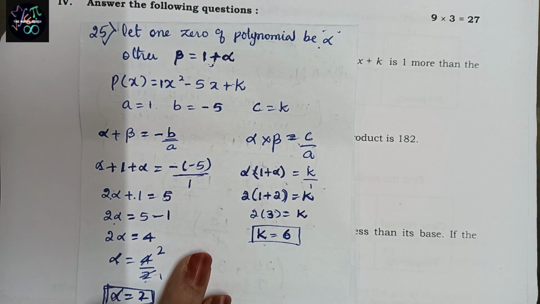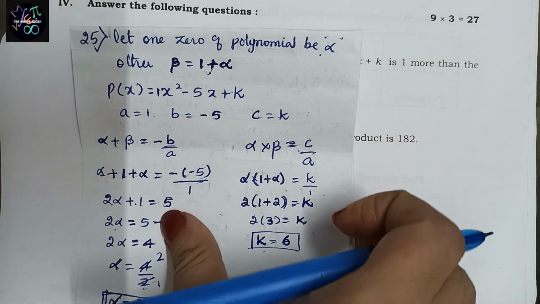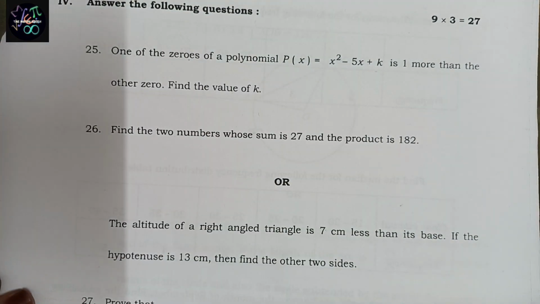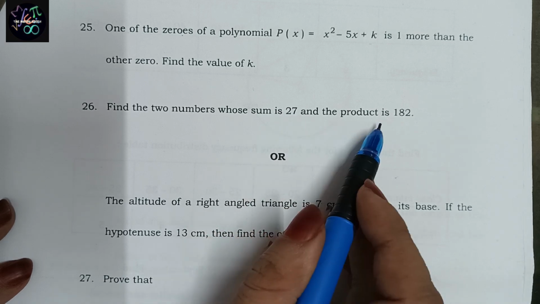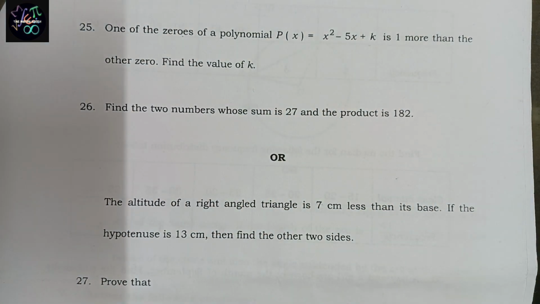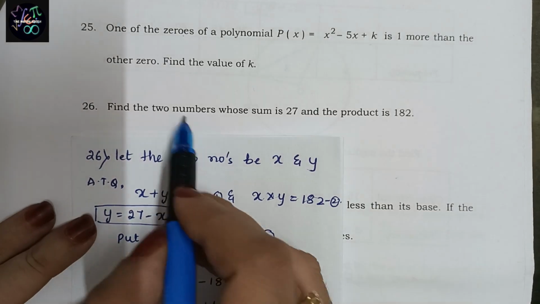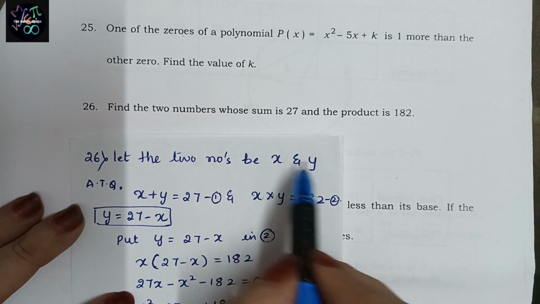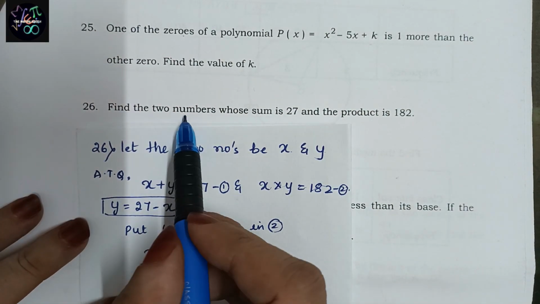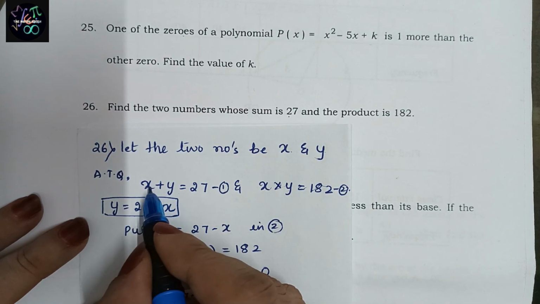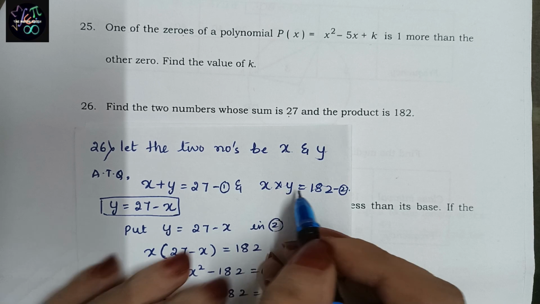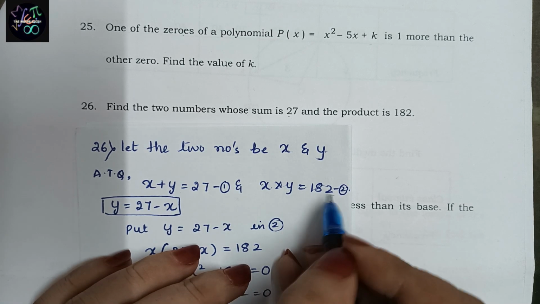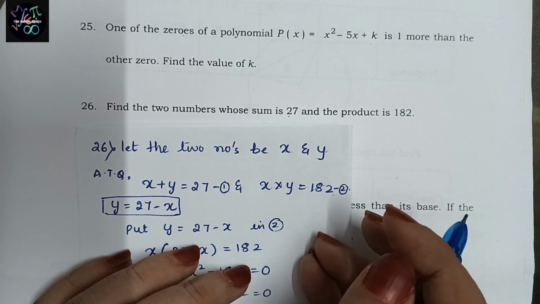Question number 25 is done. Let us see question number 26. What they have given. Find two numbers whose sum is 27 and the product is 182. Let us solve this problem now. So two numbers they have mentioned. Let the two numbers be x and y. According to the question, sum of two numbers is 27. So x plus y, sum between these two numbers is 27 and product is 182. x into y is 182. I have taken just this as equation 1 and 2.